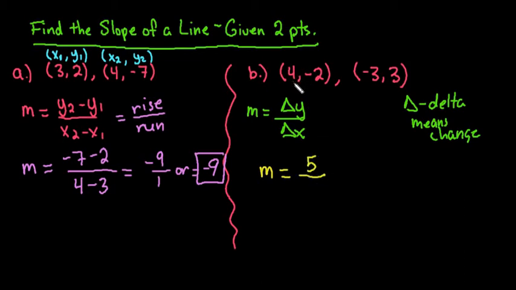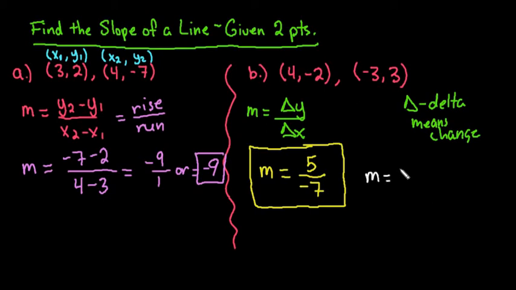For my x coordinates, I went from 4 back to -3. So I really went back 7 places because I went from 4 to 0, which was 4, and then I went 3 more to get to the -3. So like I said, this one simply allows you to do the work in your head instead of writing it out. I would have gotten the exact same thing had I used this formula.